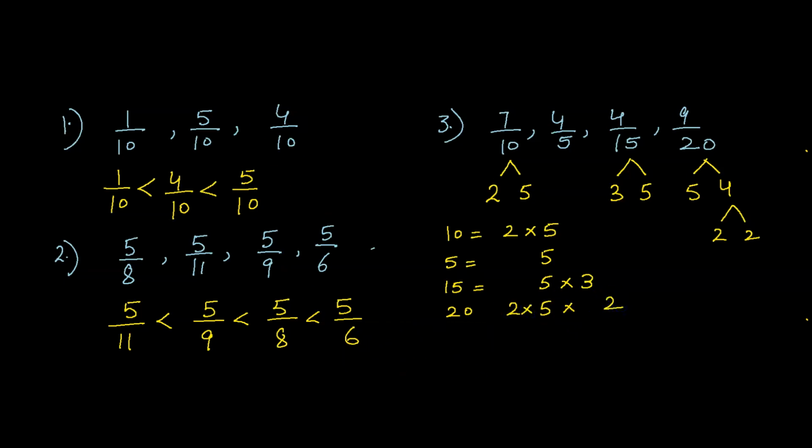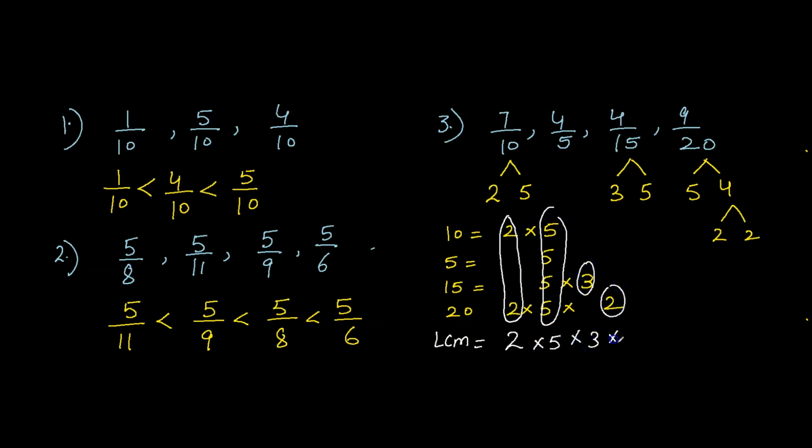Now we can quickly group all the common factors. So 2. Then we have this 5. Then we have this 3. And then this 2. And then we just multiply all these together. So 5 times 2, 10. 10 times 3 is 30. And 30 times 2 is 60. So our least common multiple is 60.